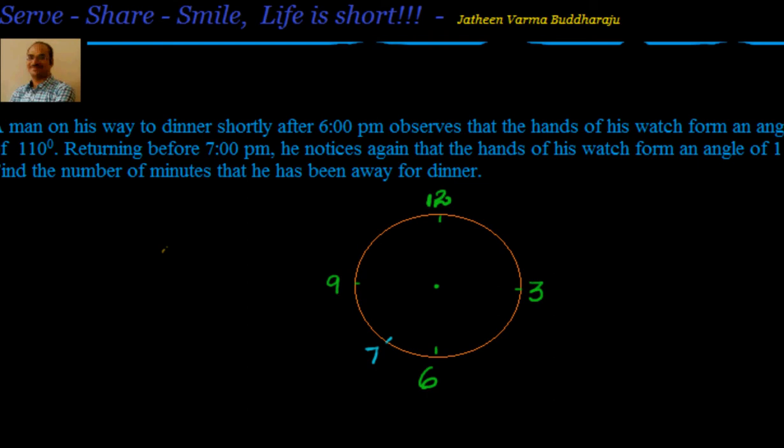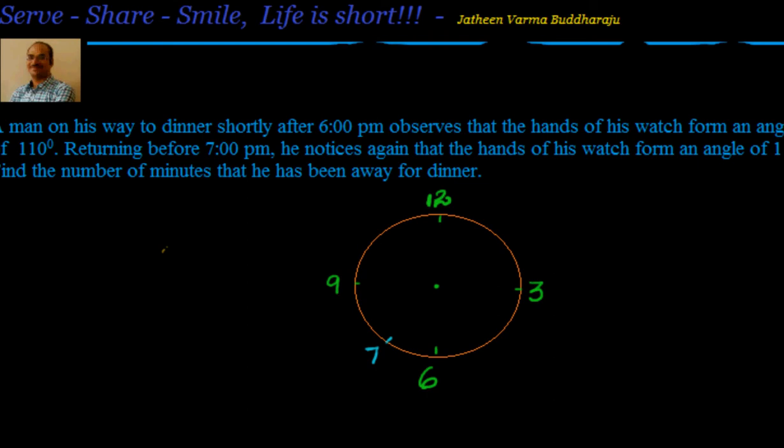A man on his way to dinner shortly after 6 p.m. observes that the hands of his watch form an angle of 110 degrees. Returning before 7 p.m., he notices again that the hands of his watch form an angle of 110 degrees. Find the number of minutes that he has been away for dinner.